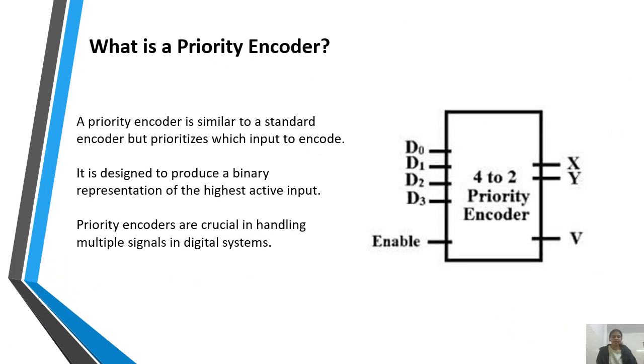What is a priority encoder? Let's go for the diagram. As you can see, there are 4 inputs and an enable, and 2 outputs and an output for enable. A priority encoder is similar to a standard encoder but prioritizes which input to encode. It is designed to produce a binary representation of the highest active input. Priority encoders are crucial in handling multiple signals in digital systems.